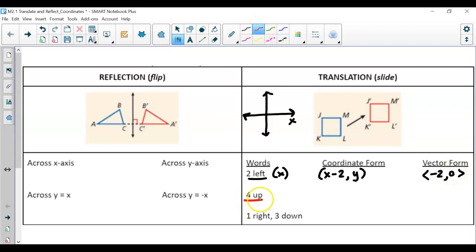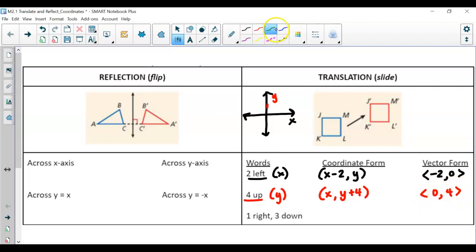So then 4 up. Well, up and down is the Y axis. So that means if we're going up, now we're adding, we're going positive. So nothing with our X coordinate, but this would be Y plus 4. So then in vector form, this would be 0, 4.